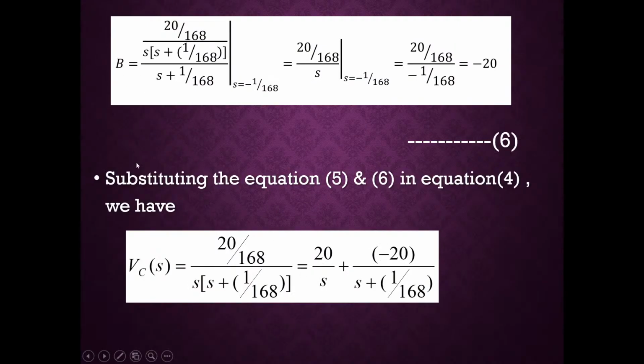So b value is, b is equal to, you will get this term cancel, substitute s equal to minus 1 by 168. If you substitute, 168 cancels, and you will get minus 20 as the answer. B equal to minus 20. Substitute this b value and a value in your equation 4, that is the VC of s equation. So you will get 20 by s plus minus 20 by s plus 168.